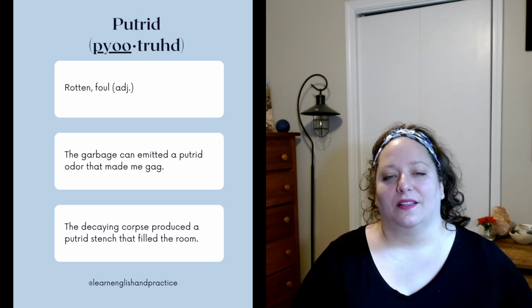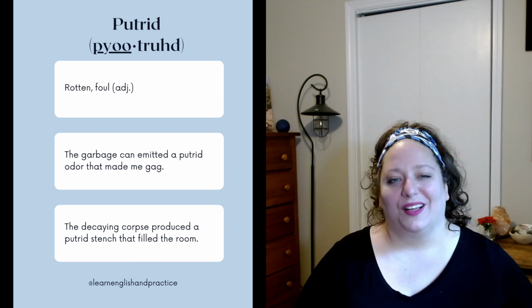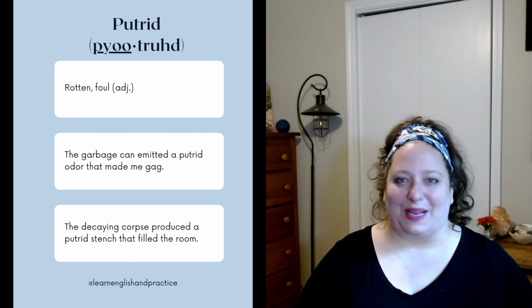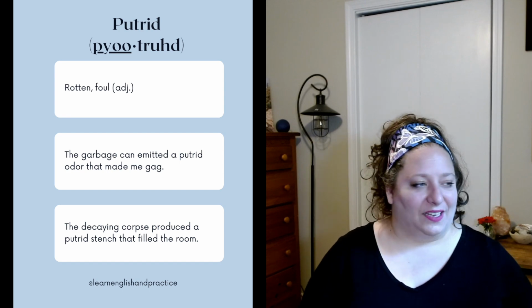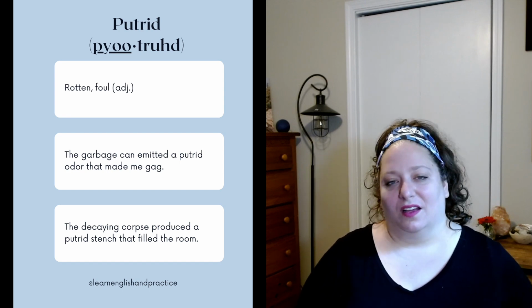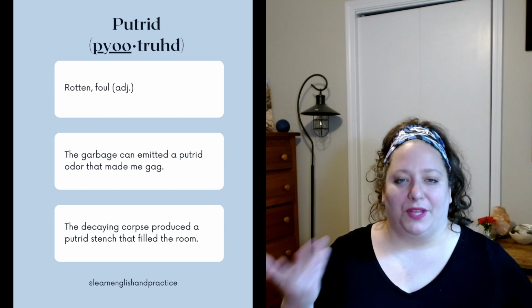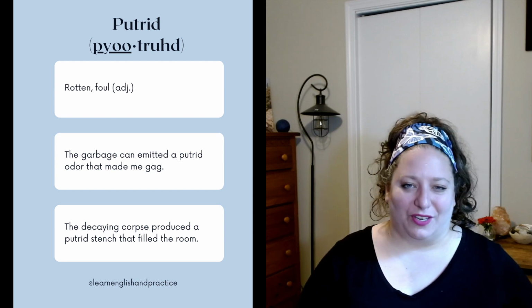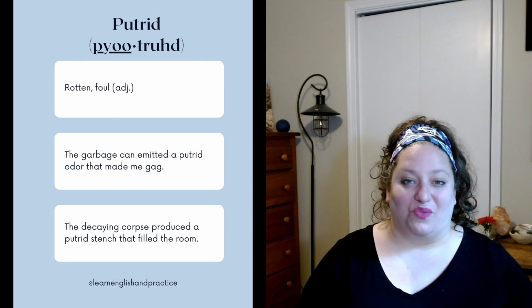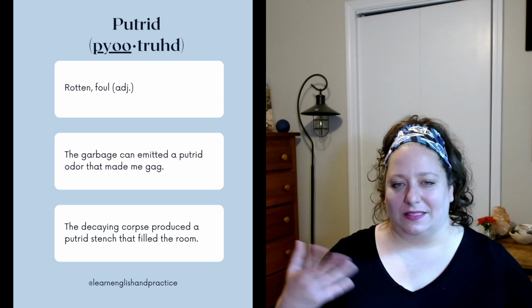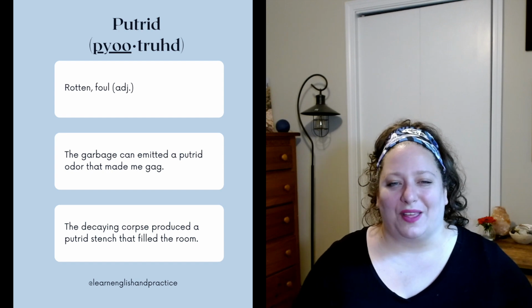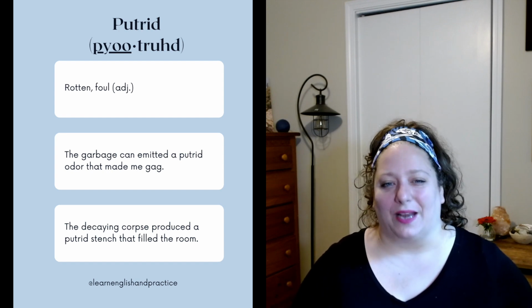Here's putrid. This means rotten, foul. It's an adjective. So, for example, rotting garbage, or an egg that has gone bad. These are things that would be putrid. You could even use the word putrid to describe something that you really, really don't like. But typically, it has a meaning associated with actually rotting and going bad.